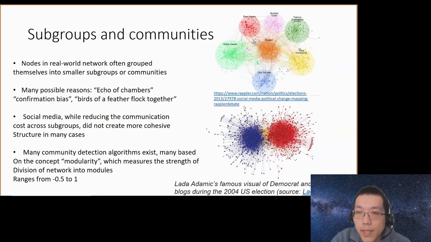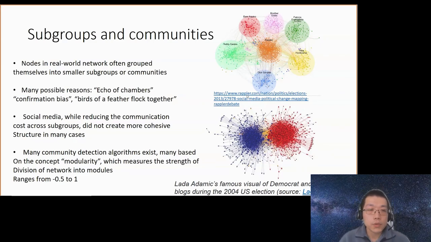Here in the two examples on the right, on the upper half, we have a political discussion during an election in the Philippines. You can clearly see there are clear clusters around each candidate. The graph on the bottom half shows the blog references during the 2004 US election, where the blue are Democrats and the red are Republicans. And you can clearly see there are clear clusters, and most connections are concentrated within each political party.